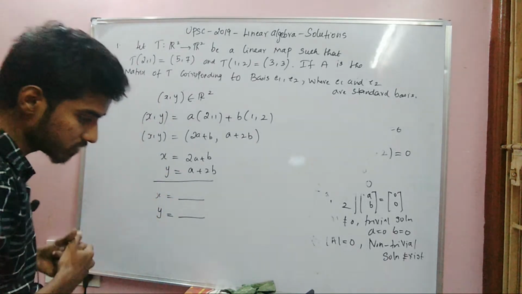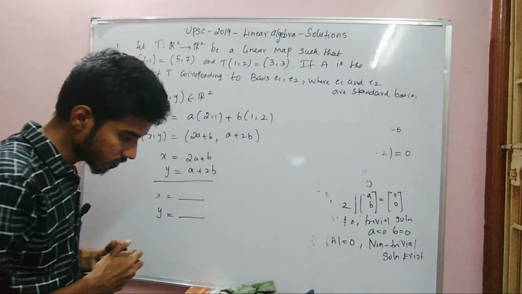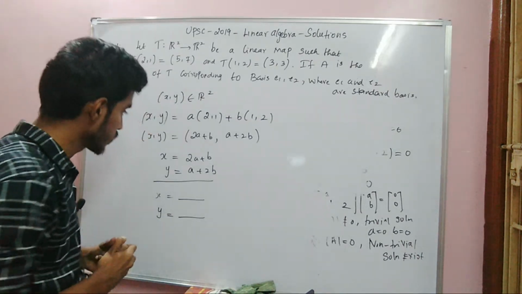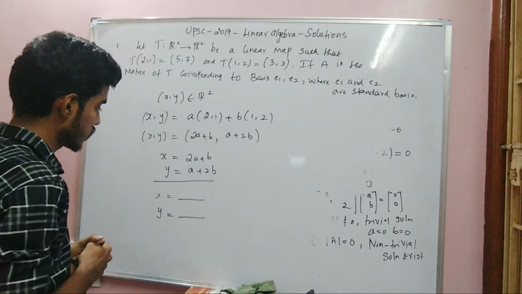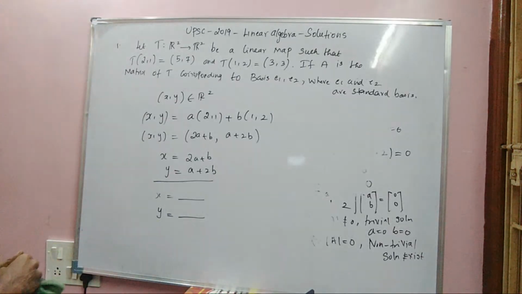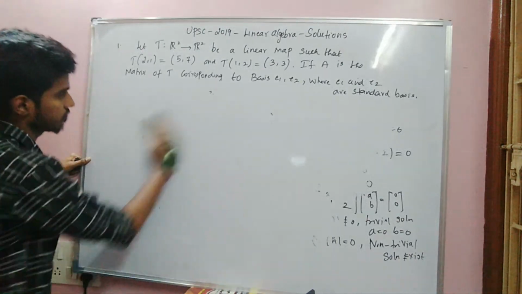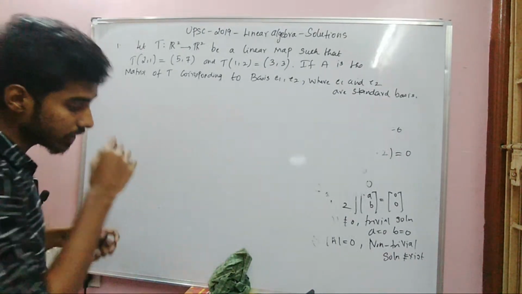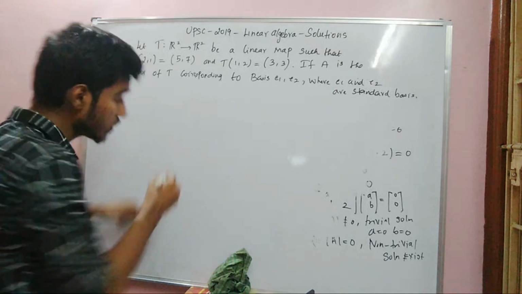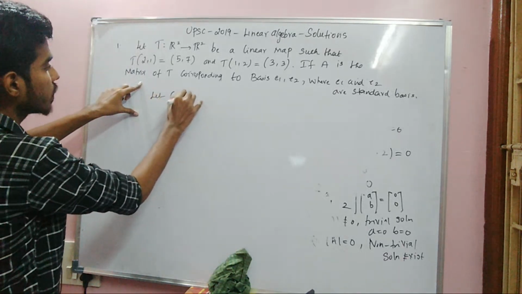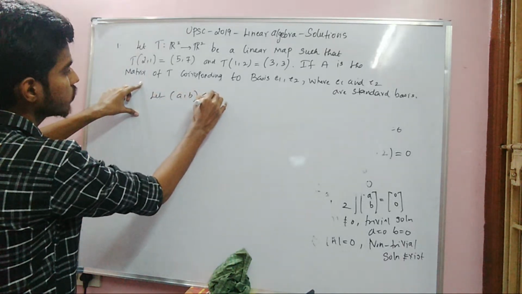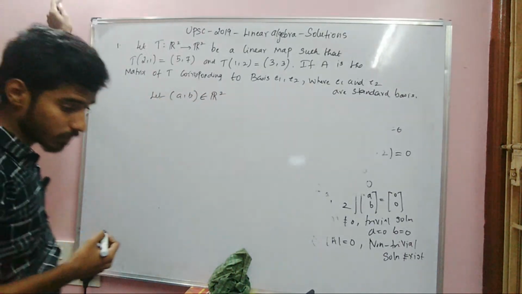Oh, I think I have made some mistake here. Okay, let me do it again. First we have shown that these vectors are linearly independent. Now let (a, b) belong to R2. So instead of (x, y), I will take (a, b) for convenience.